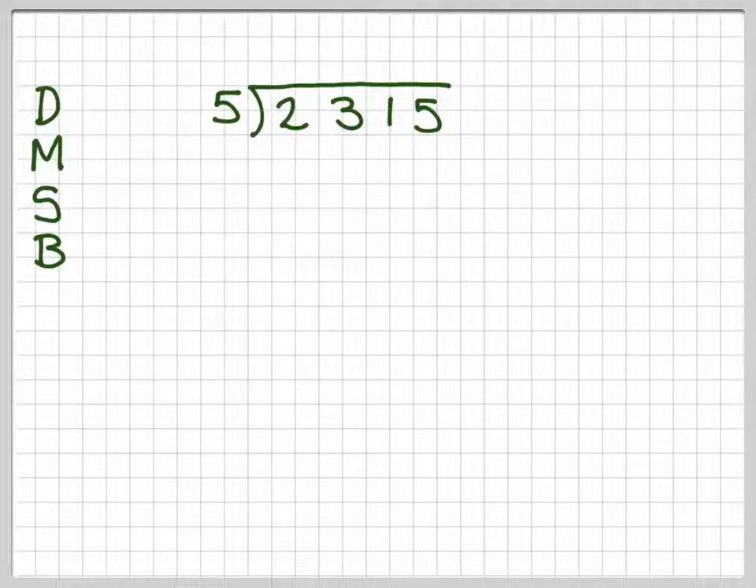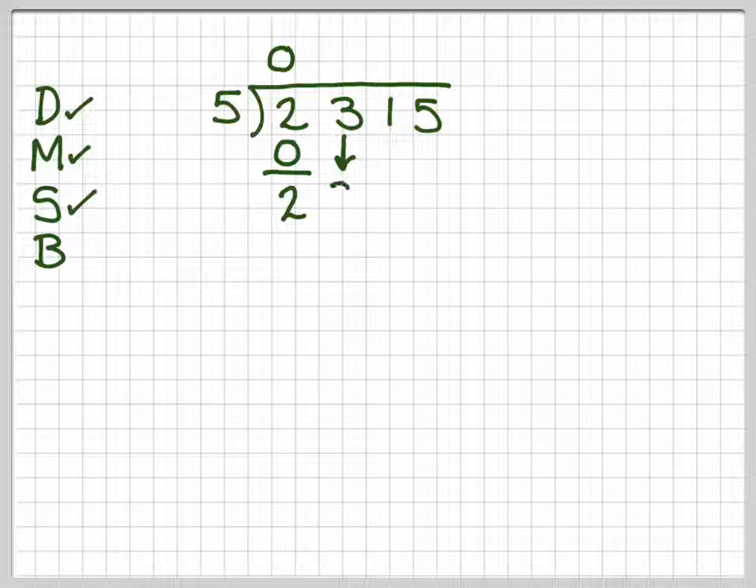So starting at the top with divide, how many times does 5 go into 2? It doesn't, so I'm going to put my 0 up here and tick that I've done my division. The next one is multiply. 0 multiplied by 5 is 0. Put that there and tick multiply. Next one is subtract, so I'm going to put my line underneath the 0. 2 subtract 0 is 2, so I tick that. And then the last one is bring down, so I'm going to move my 3 down to my 2, which makes 23, and tick my bring down.